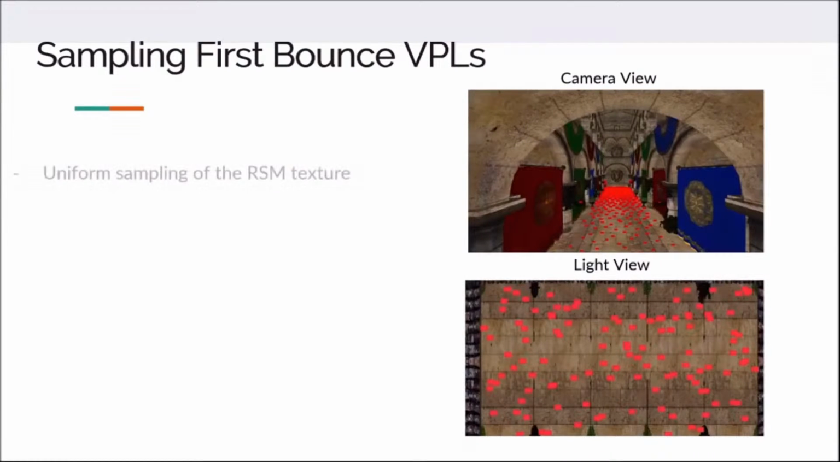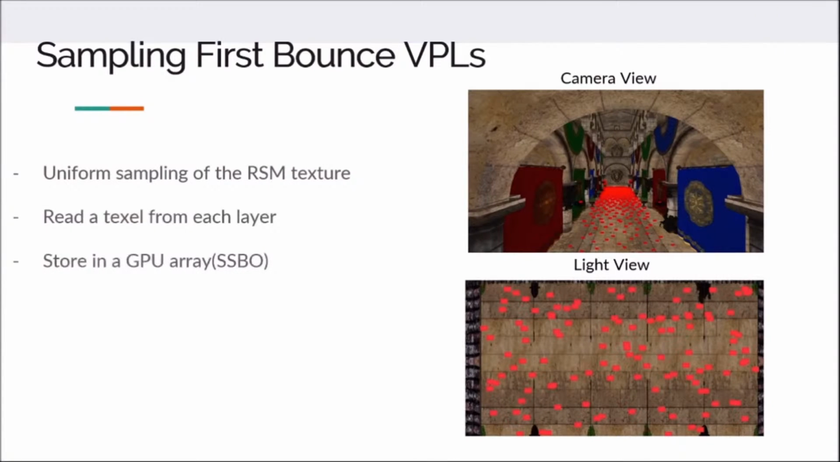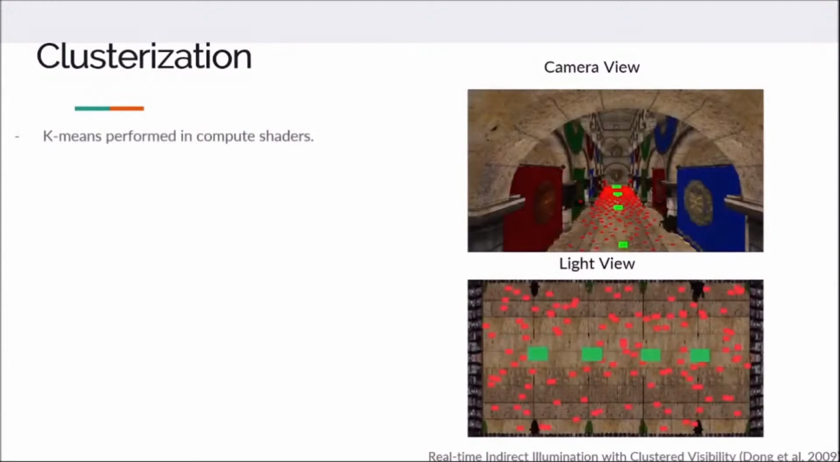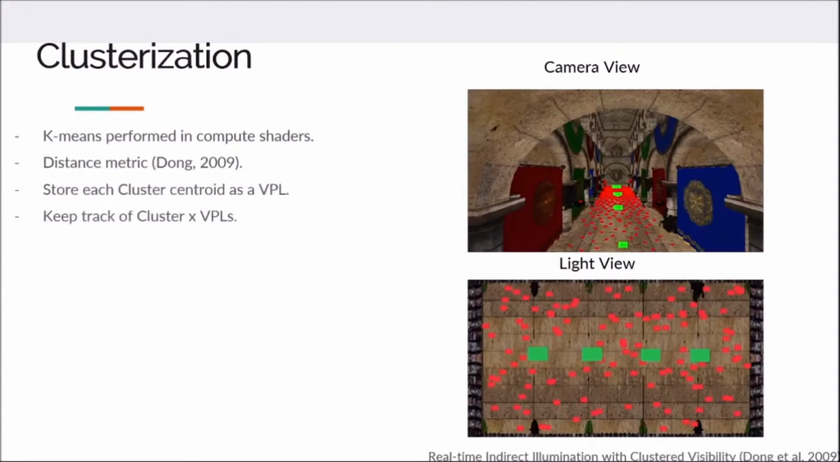Then we sample the RSM texture with a uniform sampling method, or a low discrepancy sequence. We read the texture from each layer and store it in a GPU array, in our case, a shader storage buffer object in OpenGL. Then we clusterize the scene, with k-means performed in compute shaders. We reuse the same distance metric from ISM to avoid getting completely opposite normals pointing in different directions. We store each cluster centroid as a VPL and keep track of the relationship between clusters of VPLs and their child VPLs.